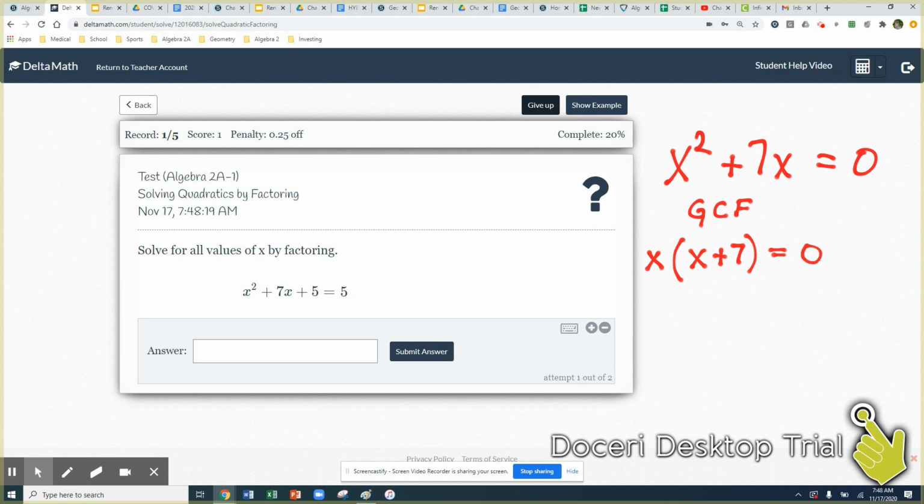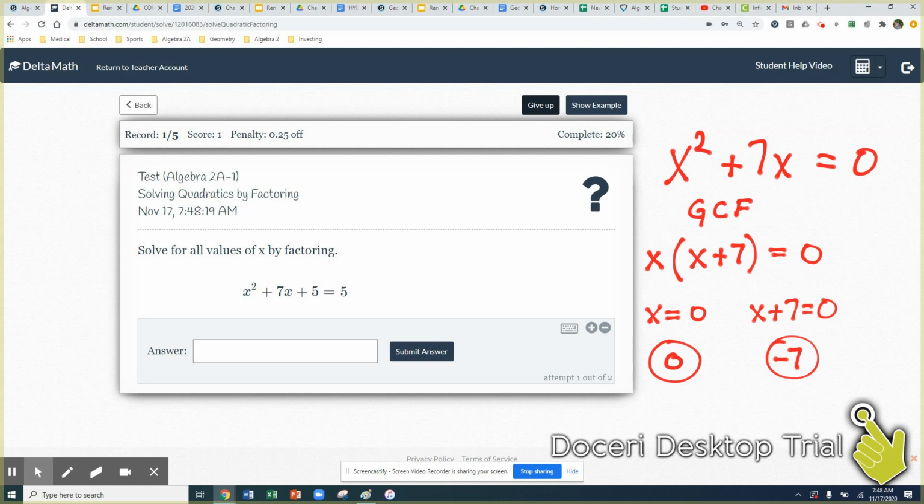Now I've got my two factors. I'm going to set x equal to 0, and I'm going to set x plus 7 equal to 0. And just like before, we do some mental math. This one's going to be 0, it's already solved. This one's going to be -7. So there would be my two solutions.